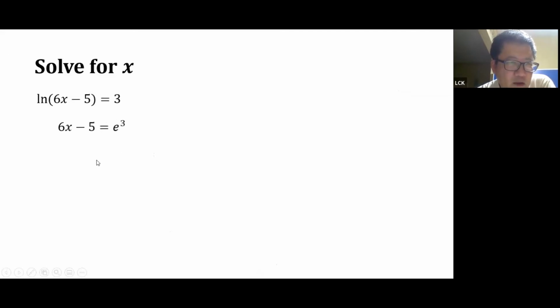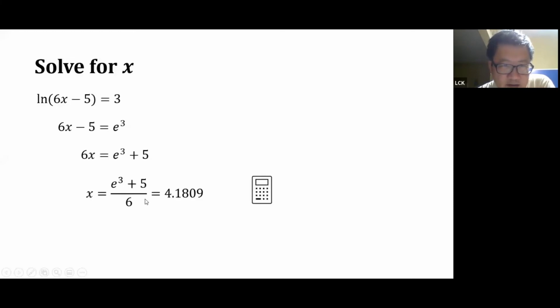So once you have something like that, it's very simple. That means 6x minus 5 is e, where e is the base, to the power of 3. So you have e to the power of 3 here. And from here it's just tidying up. 6x equals e to the power of 3 plus 5. And of course, use your calculator, just divide the whole thing by 6. x equals e to the power of 3 plus 5, divided by 6. If you use your calculator, you'll see that that gives you an answer of 4.1809.